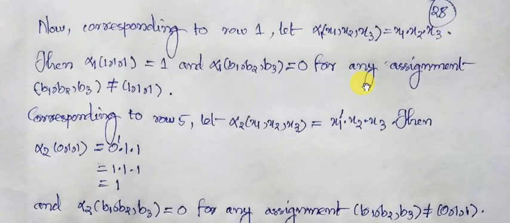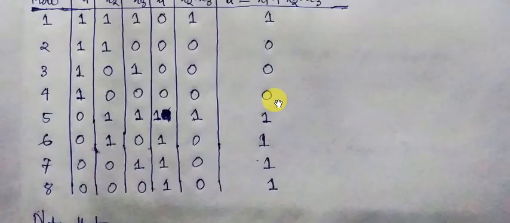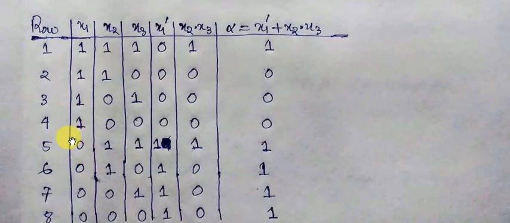Similarly, in the next row for which the value of the Boolean expression is 1, that is row 5, for x1 equal to 0, x2 equal to 1 and x3 equal to 1, we have the value of this Boolean expression alpha equal to 1. Look at this row carefully. For this row, we write a min term as we did for the first row. For this assignment 0, 1, 1, the value of the min term defined for this fifth row will be 1, and for any other assignment of this table, the value of the min term would be equal to 0.